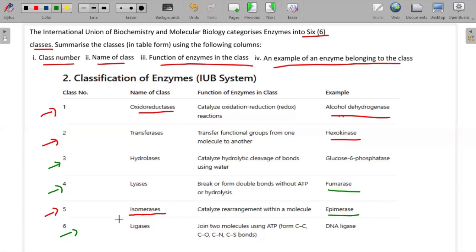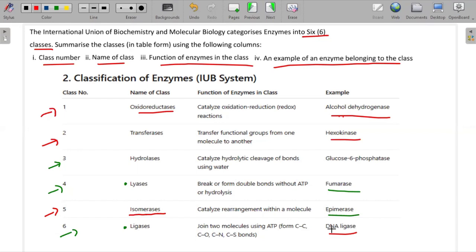So a common confusion that I've noticed is between the lyases and the ligases. You might be confused, and maybe in the test you say the ligases are the ones that actually break. No. The ligases join two molecules using ATP. A good example is the DNA ligase. I don't know how to pronounce it.